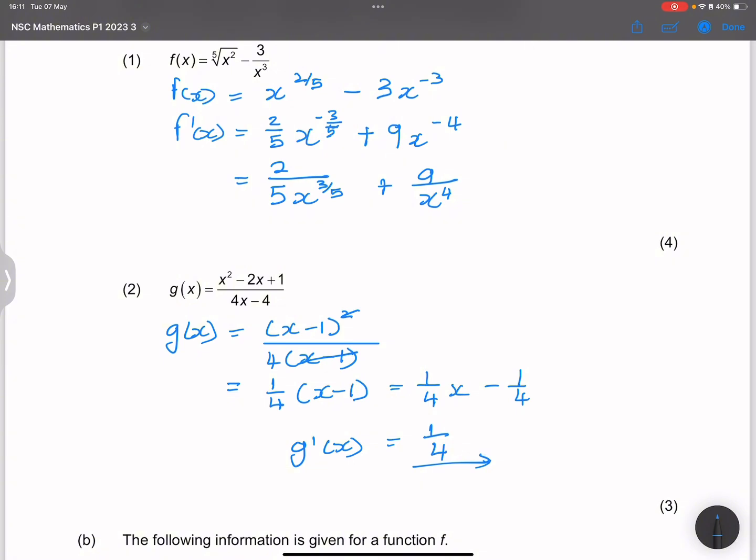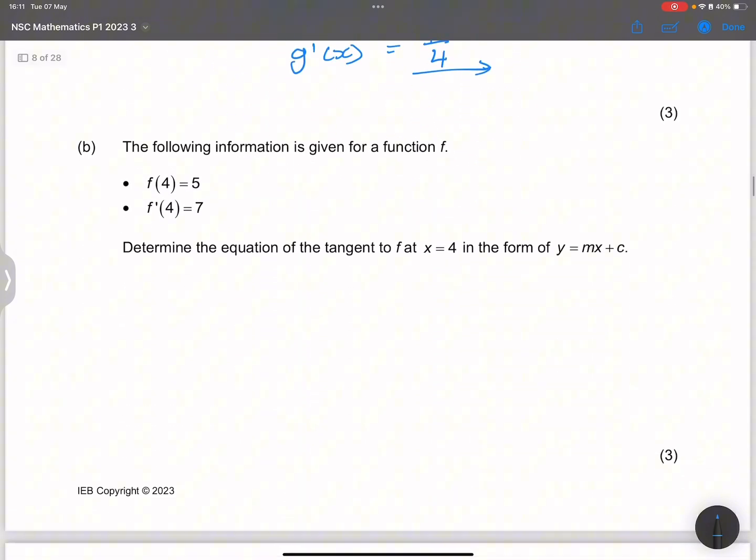So the next question, they say to us, the following information is given for a function f. So f of 4 is 5 and f prime of 4 is equal to 7. They say to us, determine the equation of the tangent to f at x is equal to 4 in the form y is equal to mx plus c. Now note in this case, by giving us f prime at 4, this is the gradient of that tangent. So we already know that the equation is going to be y is equal to 7x plus c.